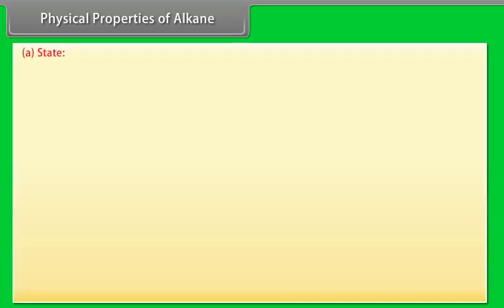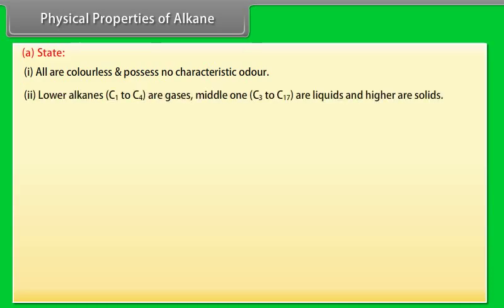Physical properties of alkanes. State. Number 1: all are colorless and possess no characteristic odor. Number 2: lower alkanes, C1 to C4, are gases. Middle ones, C5 to C17, are liquids, and higher ones are solids.